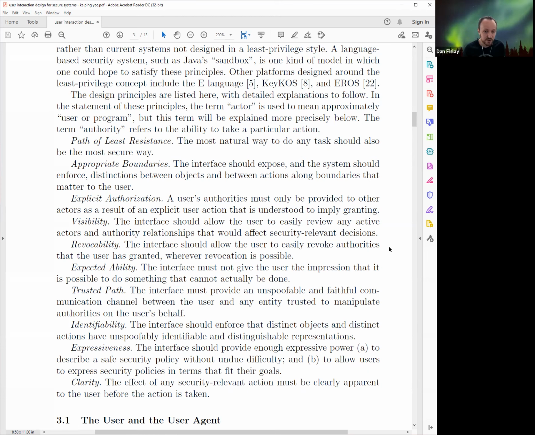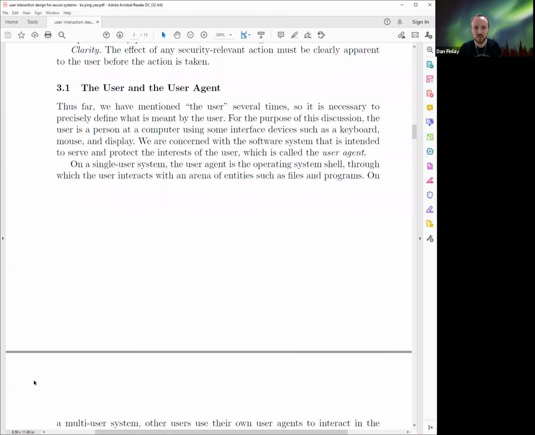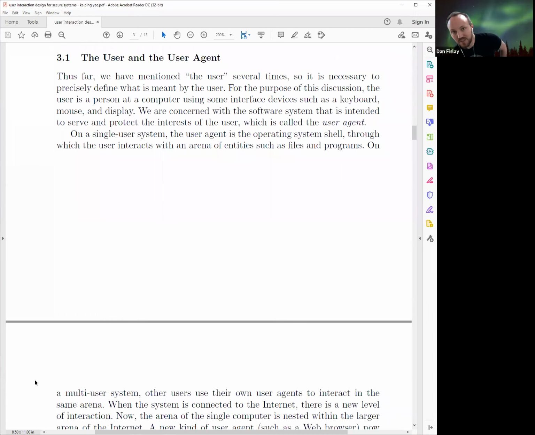Expressiveness. The interface should provide enough expressive power (A) to describe a safe security policy without undue difficulty, and (B) to allow users to express security policies in terms that fit their goals. And finally, clarity. The effect of any security-relevant action must be clearly apparent to the user before the action is taken. Cool, so there's our little review. I will probably be riffing alongside the text as we go through the individual principles.